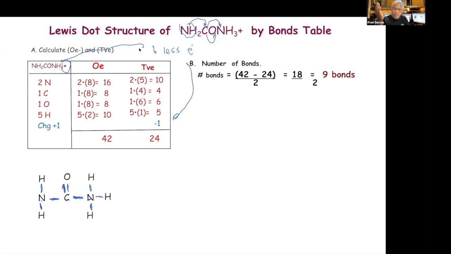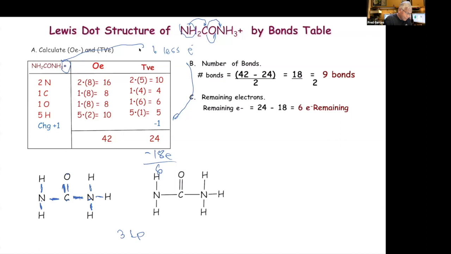That's our 9 bonds. How many lone pairs? Well, 9 bonds represent 18 electrons. So that's 6 electrons remaining, which we haven't used up yet. And 6 divided by 2, that's 3 lone pairs. 3 lone pairs. So you can see that in this analysis right here. Okay, 3 lone pairs. And where do they go? The hydrogens are totally satisfied with 2. So don't touch the hydrogens.